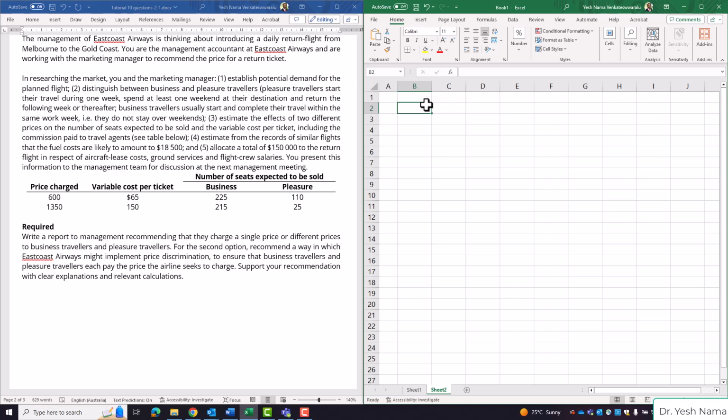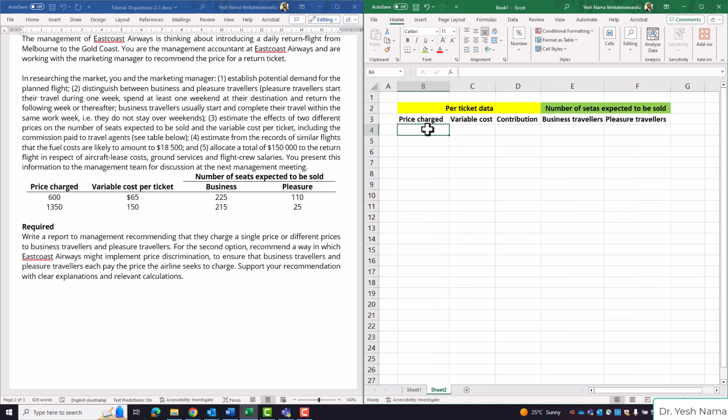travelers and pleasure travelers. For the second option, recommend a way in which the airline might implement price discrimination to ensure that business travelers and pleasure travelers each pay the price the airline seeks to charge.